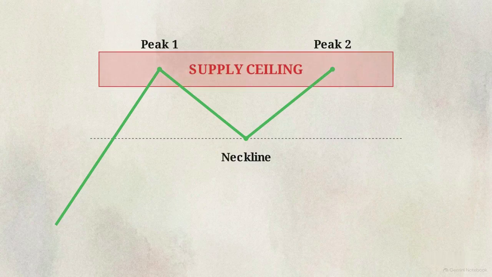Double tops show a similar failure. When price pulls back from a peak and then fails to exceed it on a second attempt, it confirms a supply ceiling where sellers are actively overmatching every attempt to break higher.